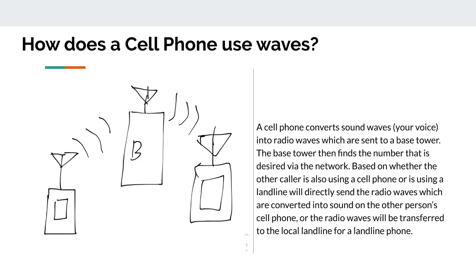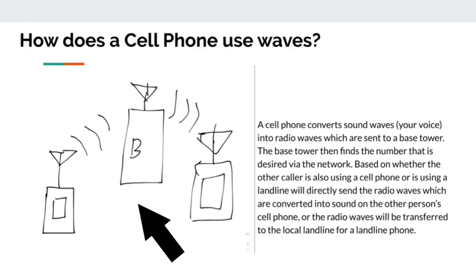Then, if the desired caller is using a cell phone, the radio waves are sent to the phone and converted into sound waves again. If the desired caller is using a landline, looking at you boomers, the data is converted into electrical or radio waves and sent through the power to the landline, which converts those waves into sound waves. The diagram at the left explains this with two cell phones and a base tower. Typically, the other caller is outside the range of one base tower, so it doesn't quite work, usually.